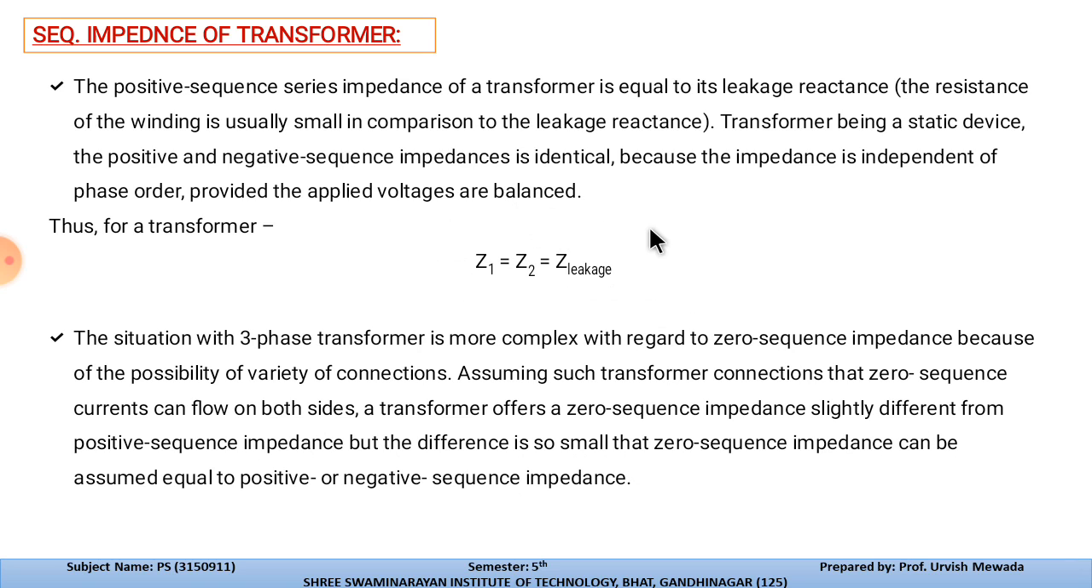So over here, the effect of zero sequence is very small compared to the other considerations. That's why we are assuming that the zero sequence impedance is equal to the positive or negative sequence impedance. That's why we have not indicated the zero sequence impedance over here. So Z1 is equal to Z2 is equal to the leakage sequence impedance of the transformer.